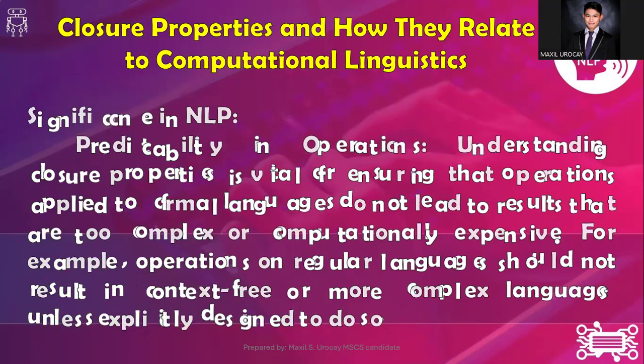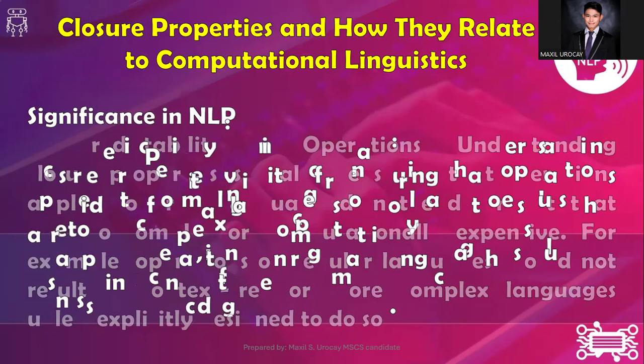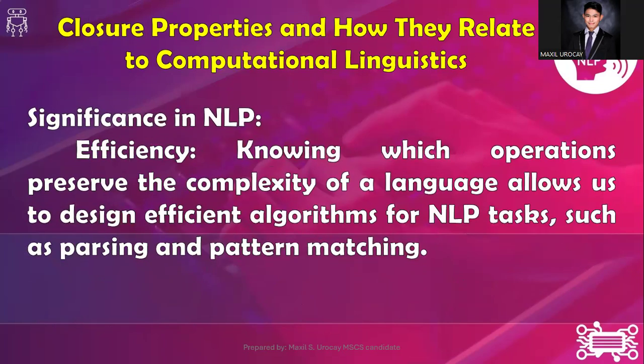Now, in terms of NLP, predictability in operations: understanding closure properties is vital for ensuring that operations applied to formal languages do not lead to results that are too complex or computationally expensive. For example, operations on regular languages should not result in context-free or more complex languages unless explicitly designed to do so. In terms of the significance in NLP, efficiency: knowing which operations preserve the complexity of a language allows us to design efficient algorithms for NLP tasks such as parsing and pattern matching.